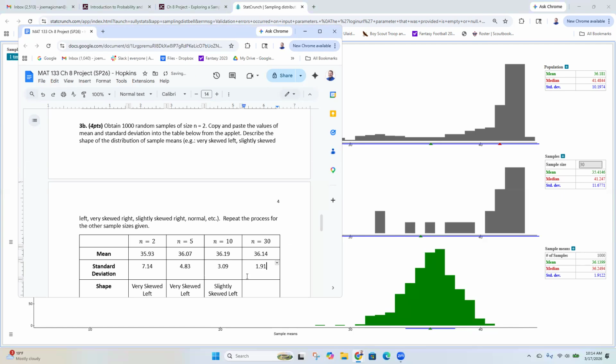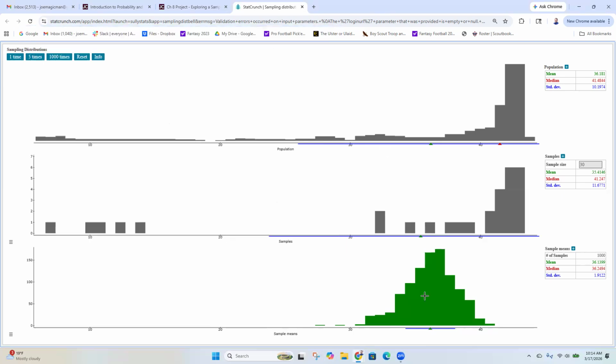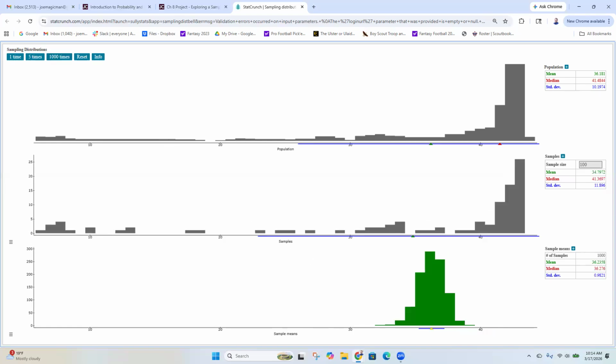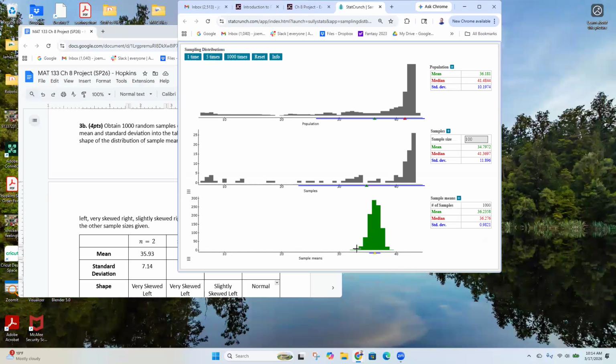1.91. We'll call this one normal. I will point out though that this distribution down here at the bottom, sorry, this distribution of sample means, it's not a population. Distribution of sample means, I think this is still slightly skewed left. So I would have been better off if I kept going and got an even bigger sample size. Now it's very normal. Sorry, a sample size of 100 is better.